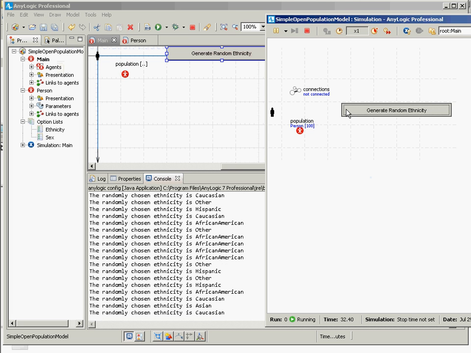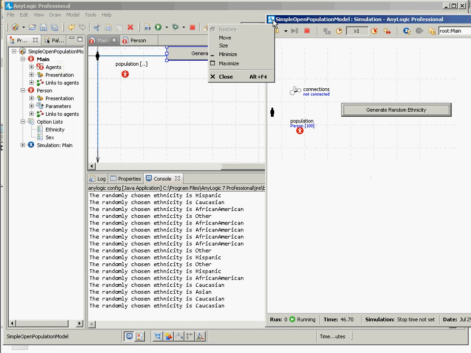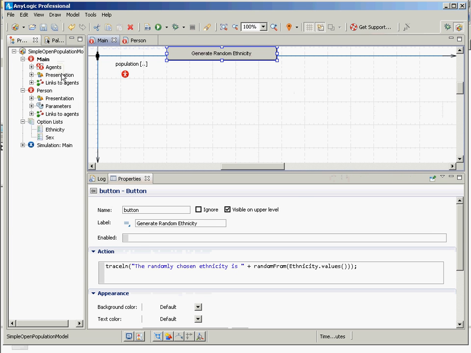So that just illustrates how you can use that to generate these ethnicities, and the fact that the random from is actually returning one of these, a specific one. Okay? So these are great questions. Other questions?